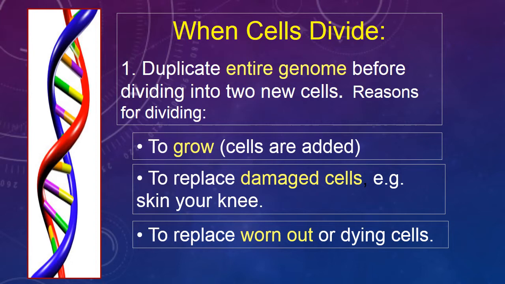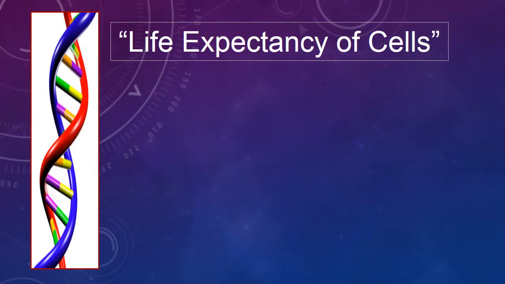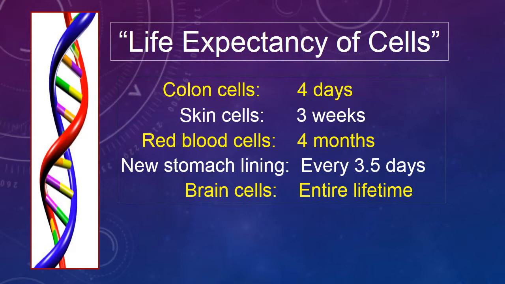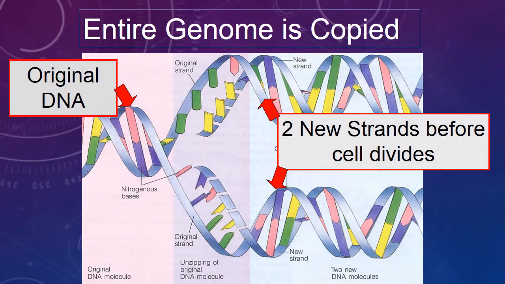Cells don't have the lifetime of your body. In fact, colon cells only last 4 days, skin cells 3 weeks, your red blood cells 4 months. You get a new stomach lining of cells every 3.5 days, but your brain cells do last an entire lifetime. You don't want those changing because your memory and information are stored there. So when the library, the genome of the DNA, is copied before it's divided, there's the original cell there. It unwinds and starts making 2 new strands before it divides.